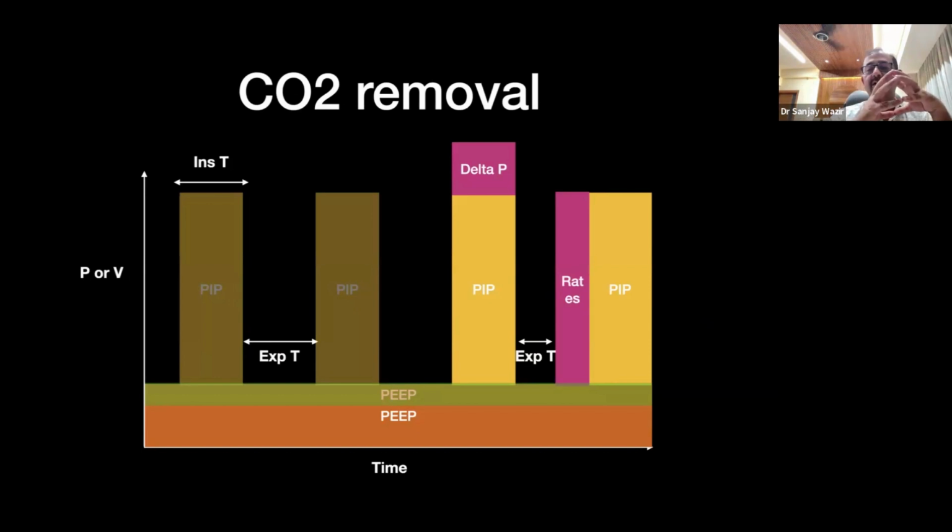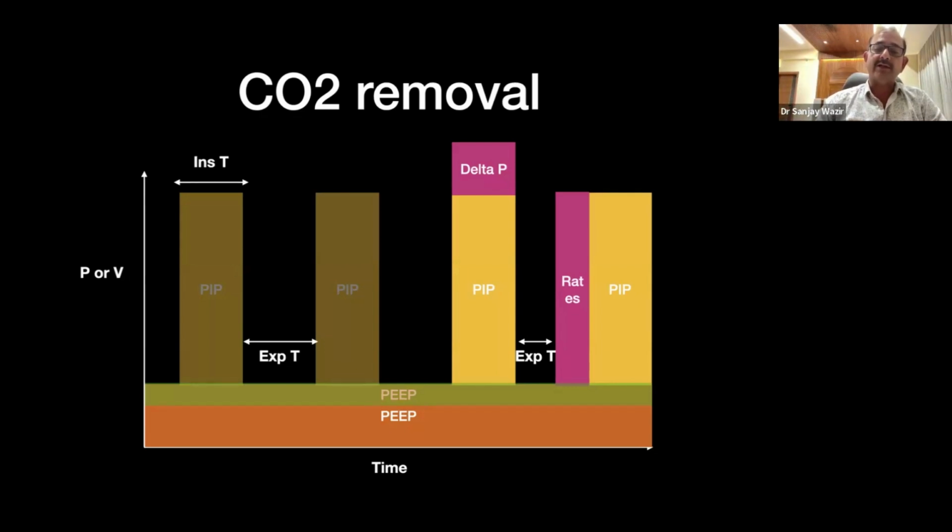When you look at increasing the rates, your CO2 removal will increase further. Say for example, if I have a CO2 retention, I'll breathe faster so I can remove more air, and if I breathe deeper and faster, I can remove more carbon dioxide.